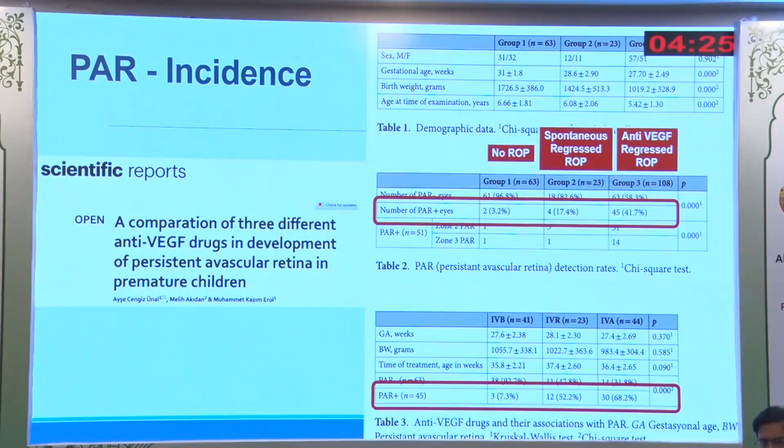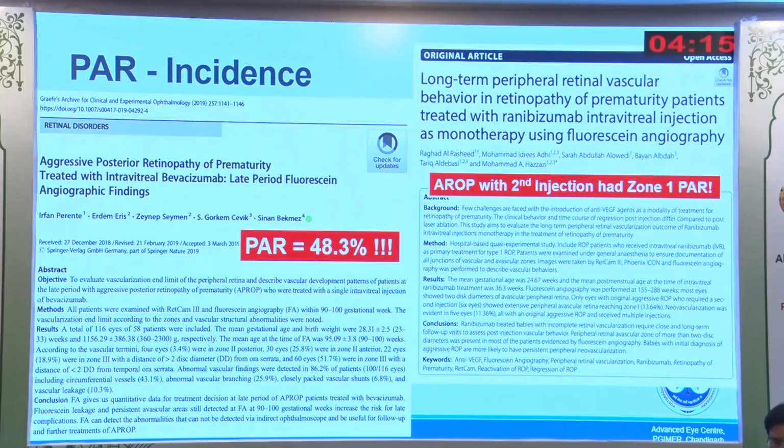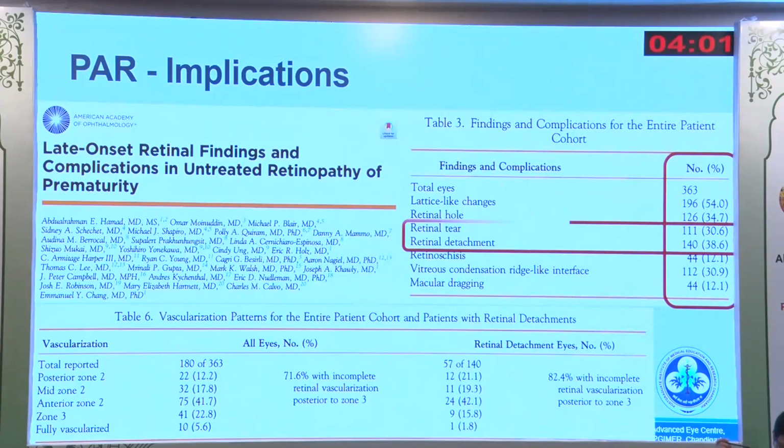But with spontaneously regressed, as well as now with the increasing use of anti-VEGF, the anti-VEGF regressed ROP can have a very high incidence of PAR, which has been reported up to even 50% in some of these studies. And in aggressive ROP, this can be very posterior in zone 1, which is an increasing concern, as many of these babies are left without laser after the treatment of retinopathy of prematurity. This is a study from Western literature which shows their incidence of these abnormalities in these children, and they found retinal detachment in almost 40% of their cases, with 82% of those cases having a significant amount of PAR, which led to the retinal detachment.